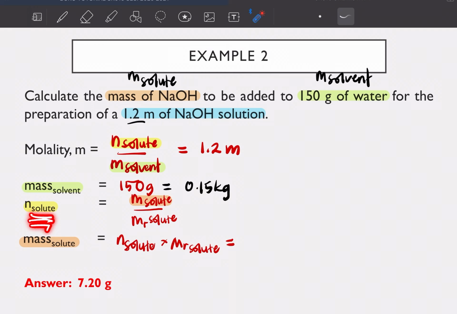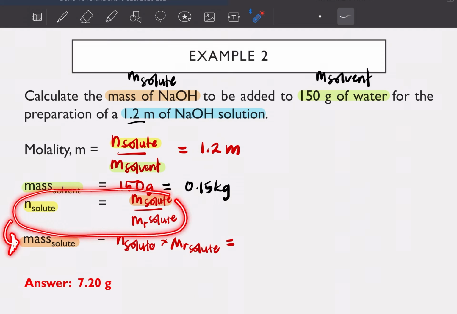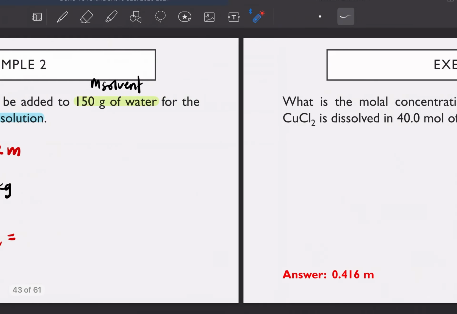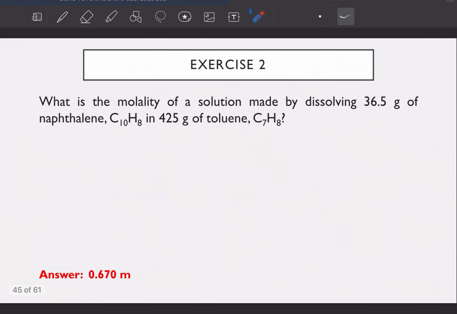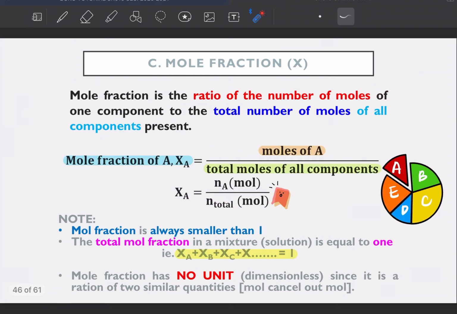Okay, so daripada situ, bila dah dapat, awak use this formula to rearrange to find the mass of solute. Okay, and then you can get the mass of solute. Okay, faham tak? Boleh lah, kan? Okay, exercise buat sendiri. Next we have mole fraction.